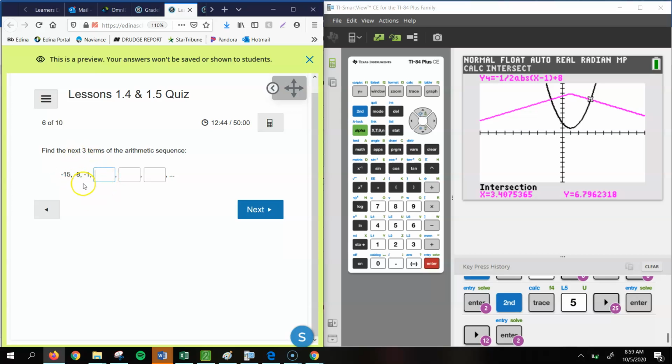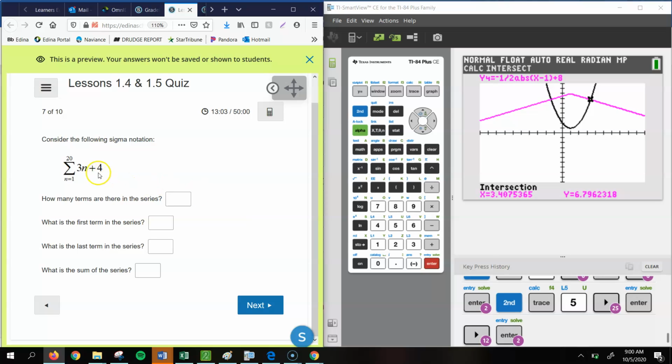And so if I take negative 1 plus 7, I would get 6. And then if I take 6 plus 7, I would get 13. And if I take 13 plus 7, I would get 20. So those would be the next 3 terms of that sequence.